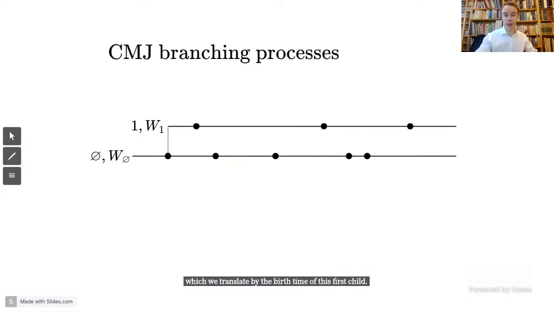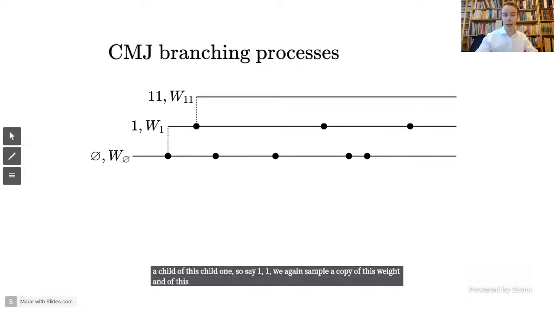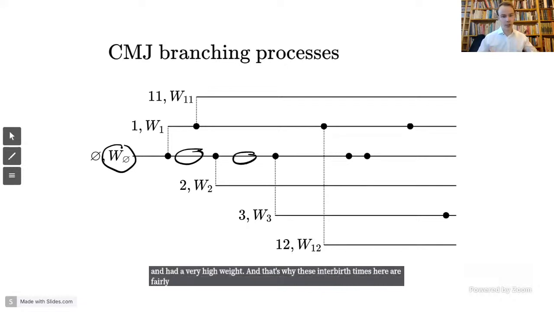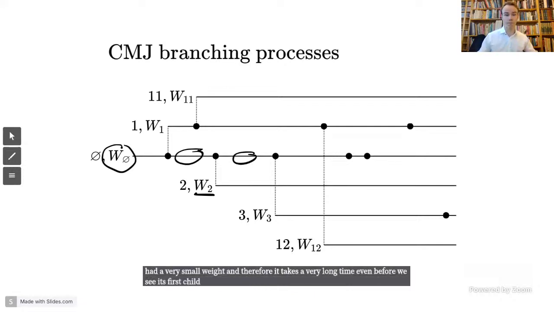Then in time, the next birth that takes place is a child of this child 1, so say 1, 1. We again sample a copy of this weight and of this point process, and this continues on and on. So the intuition here is that if an individual has a large weight, then they will be able to give birth to children much quicker than those individuals that have a small weight. So perhaps this root individual was very lucky and had a very high weight, and that's why these interbirth times here are fairly small, and we see many points on this line, whereas perhaps the individual 2, say, was very unlucky, had a very small weight, and therefore it takes a very long time even before we see its first child to be born.